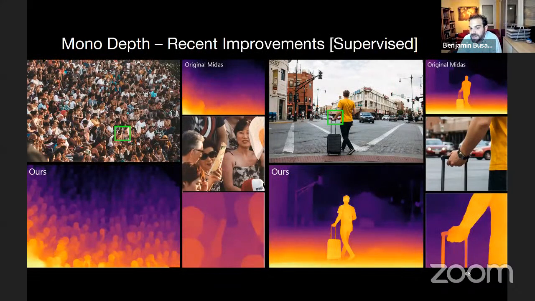Ever since, in the supervised fashion, there has been a lot of progress. For instance, MIDAS and also this CVPR work from 2022 have quite increased the performance in terms of supervised methods a lot.